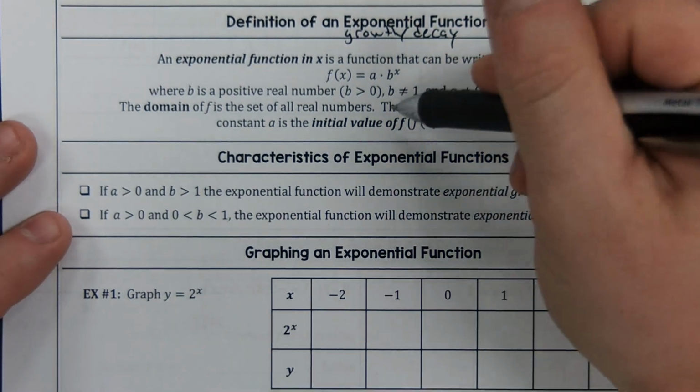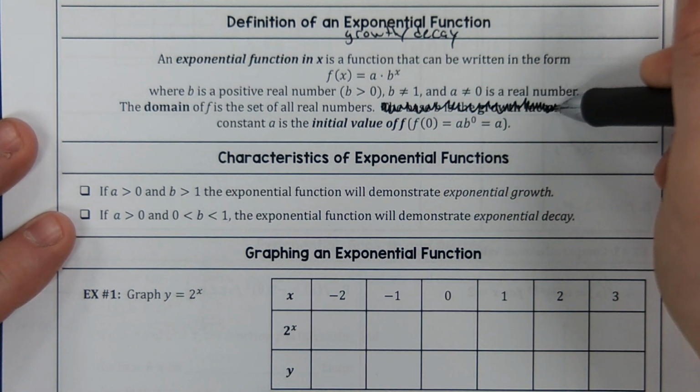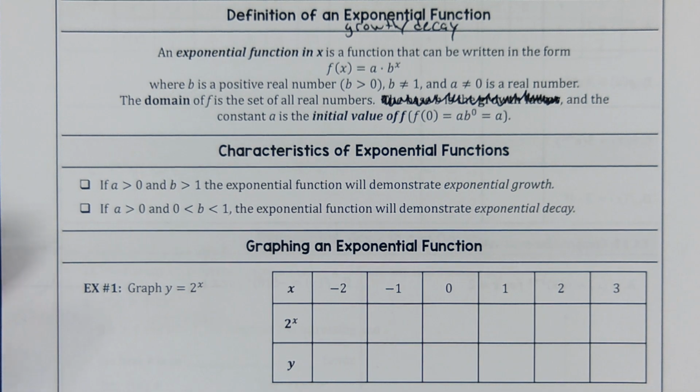I would like for you to scribble this out, because it is not true where it's written. So scribble that part out. It'll get rewritten somewhere else where it's more true.